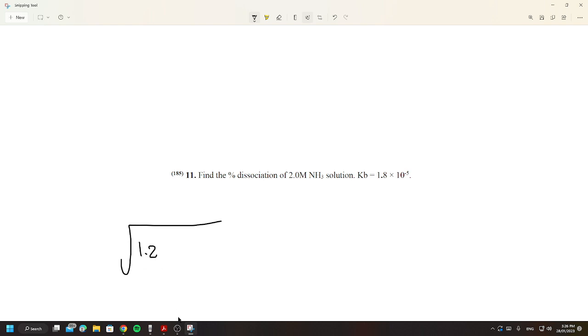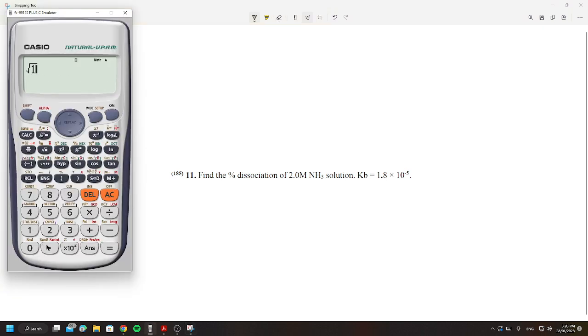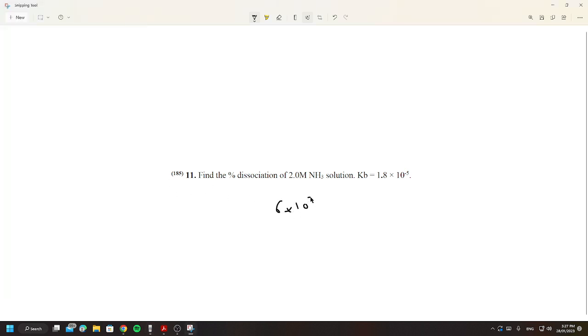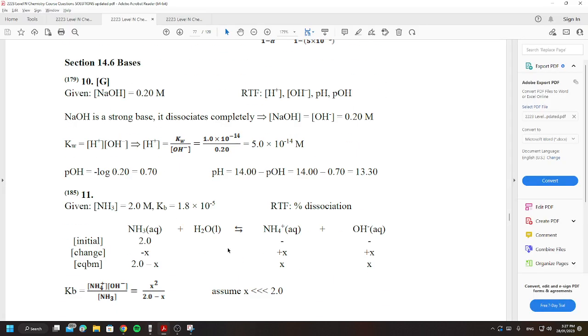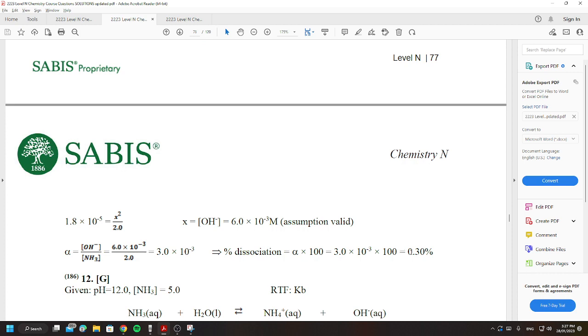So I'm going to type it into the calculator, so don't waste time. It's 1.8 times 10 to the power negative 5 times 2.0. So we got the amount dissociated, 6 times 10 to the power negative 3. Now we put it over 2, which is the concentration, times 100. And we got 0.3%, or 0.30, whatever. 0.3%.